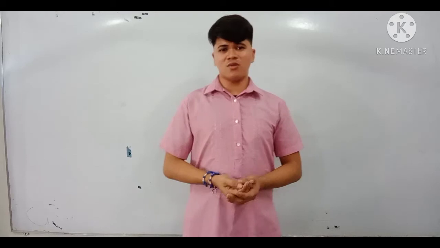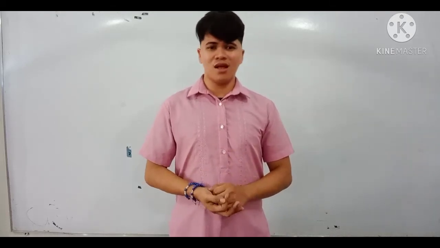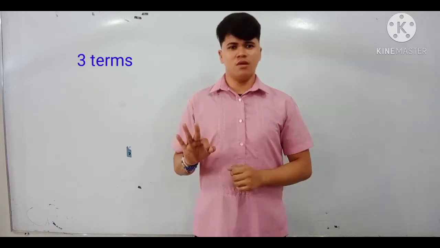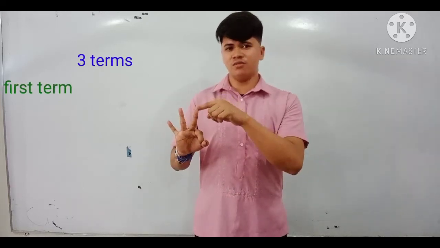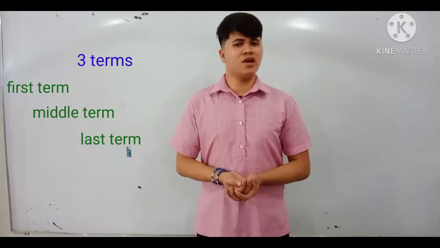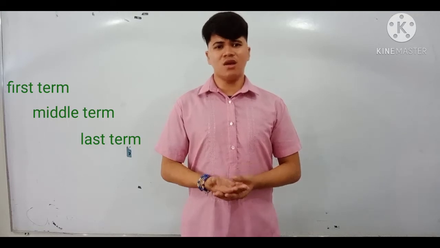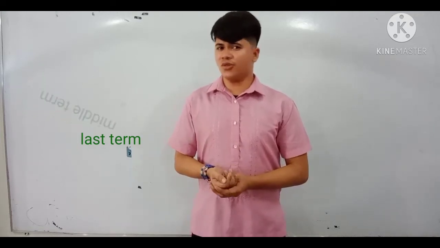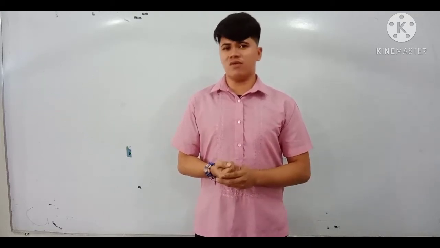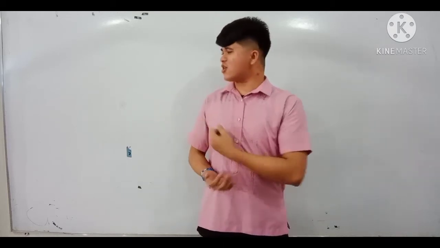My dear student, when we say trinomials, it is a polynomial that consists of three terms, namely the first term, middle term, and last term. This time, I will show you some examples on how to get the first term, the middle term, and the last term of the given trinomials. So without further ado, let's study this given example.